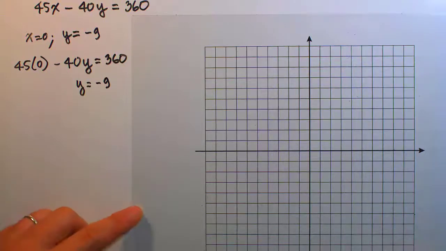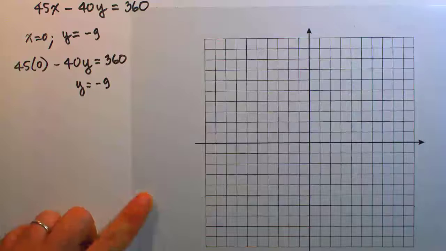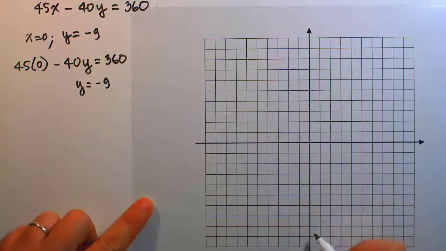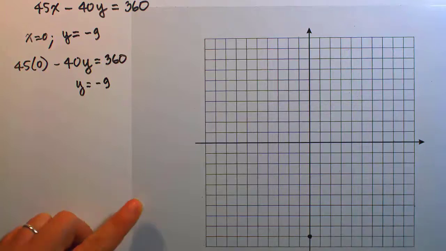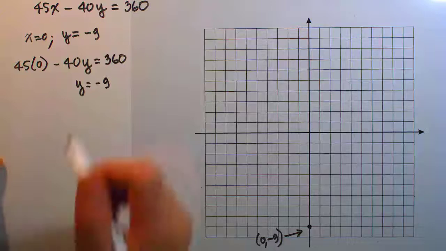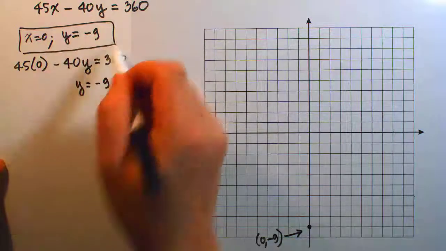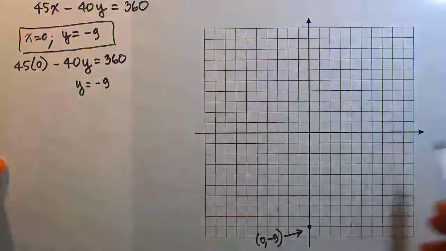So that means with my graphing space here, 0, comma negative 9 is a point somewhere down here. This is 0 for x, negative 9 for y. And further, so this is one of the intercepts. We're going to also need to find the other intercept on the x-axis.